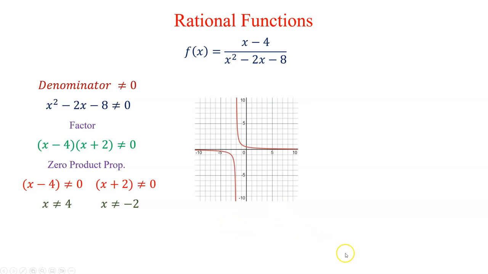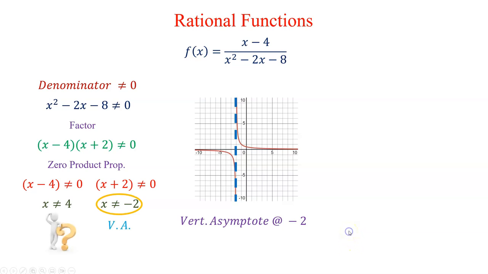So if I was to graph this using decimals, we would notice that we do have a vertical asymptote at negative 2. So this restricted number here kind of works out. There's a vertical asymptote at negative 2. The question is, what's up with the 4?